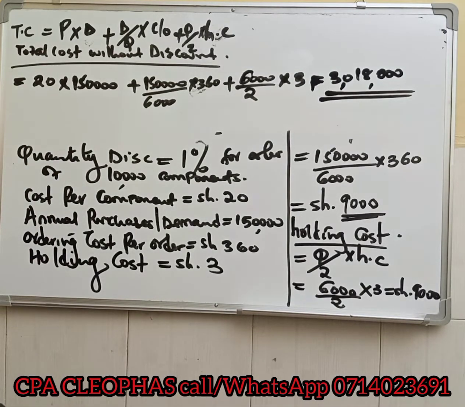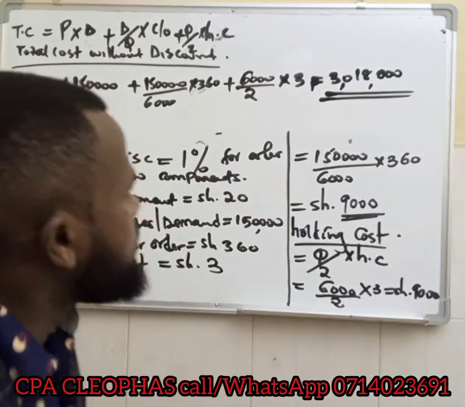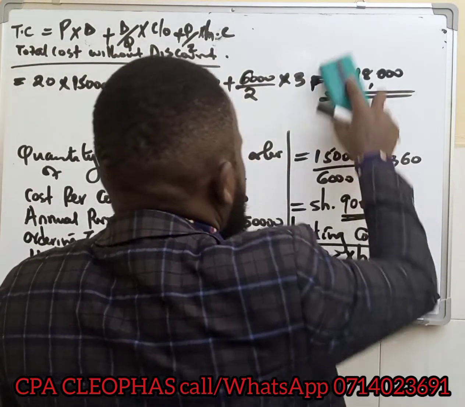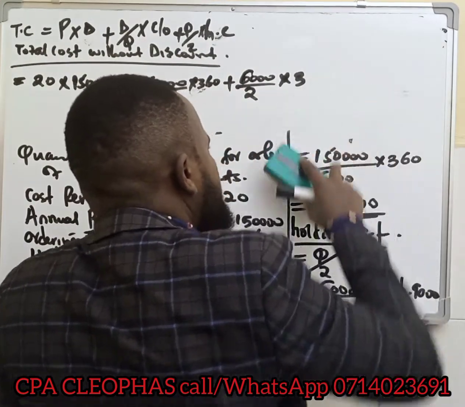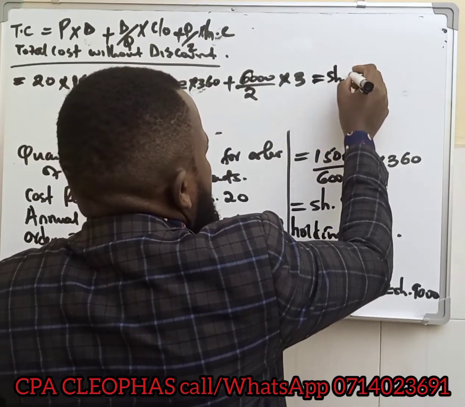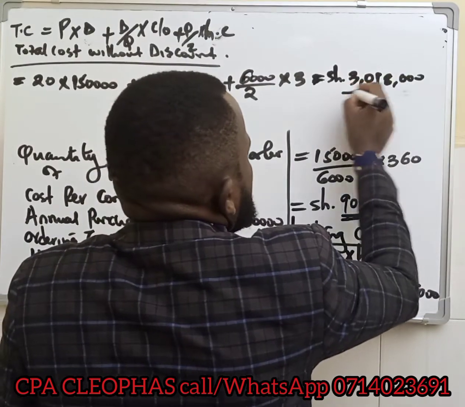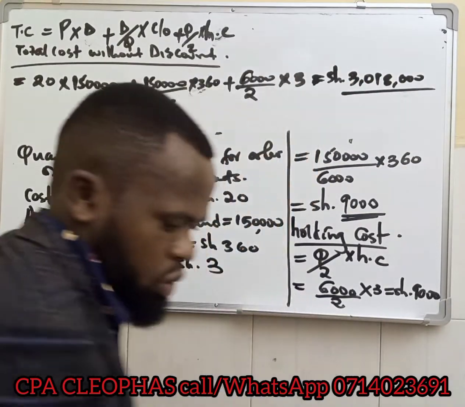So that gives you the costs. That is shillings 3 million and 18,000. So let me write it well here. This would be equal to shillings 3,018,000. So that is without the discount.